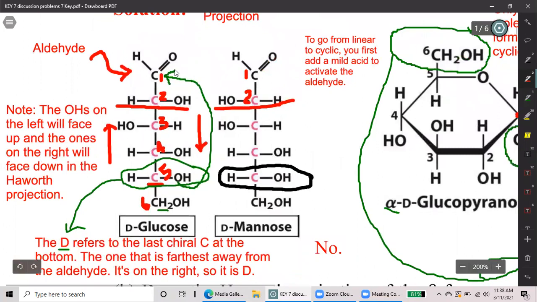Now, once you have this glucose molecule memorized, now you can look for epimers of glucose. So what is an epimer?